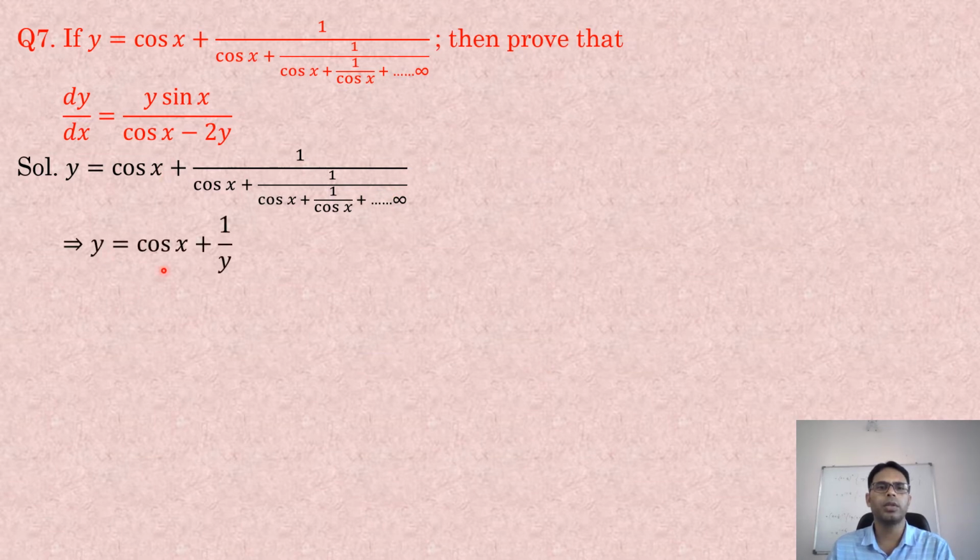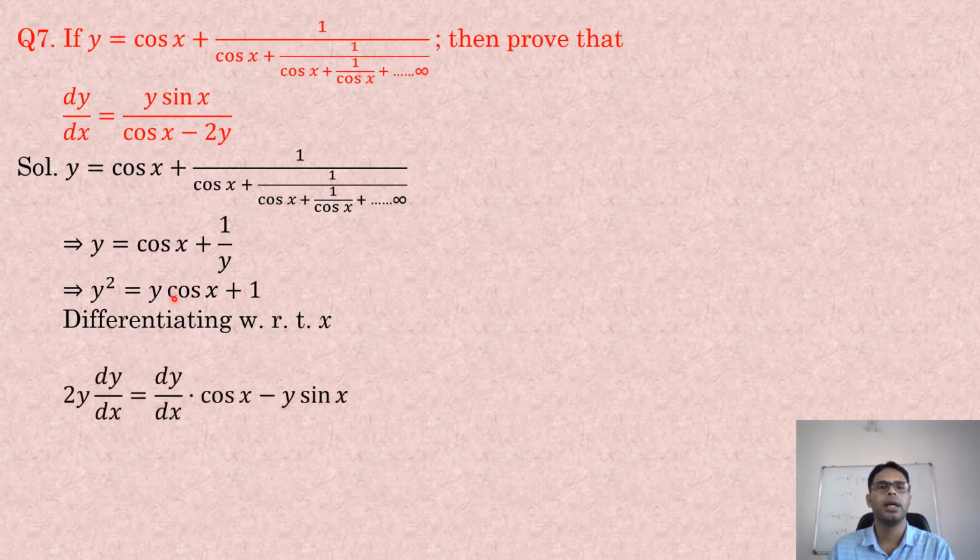So y is equal to cos x plus 1 by y only. Take a cross product. So y square equals y cos x plus 1. Then differentiation. Differentiating with respect to x, it is 2y dy/dx. This is a product function. So dy/dx into cos x minus, because the cos x derivative is minus sin x.